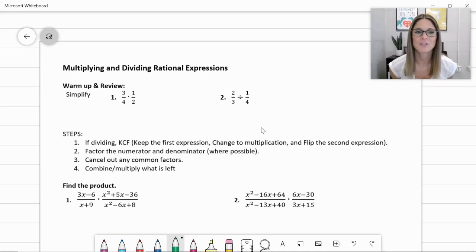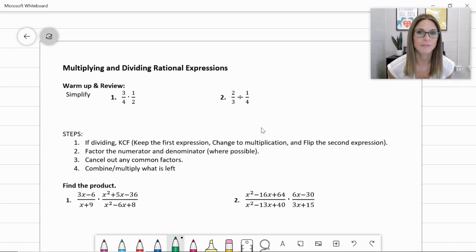Up next with our rationals, we are going to multiply and divide them. And again, guys, fractions are rational expressions. So let's review what you would do with just basic fractions. So a little throwback. Number one in that warm up review says 3/4 times 1/2.